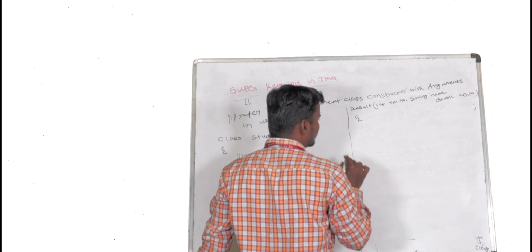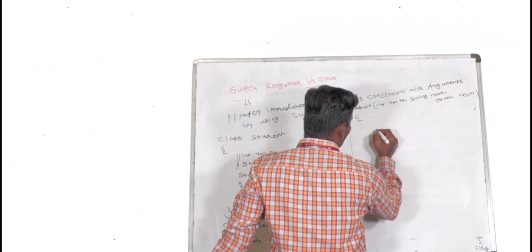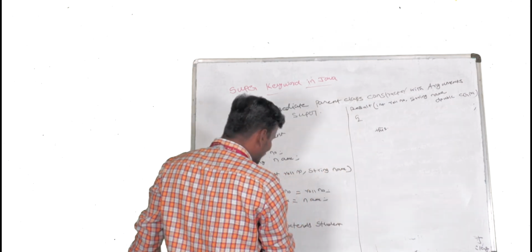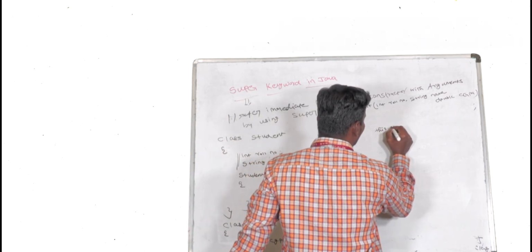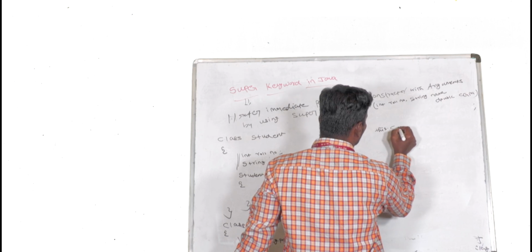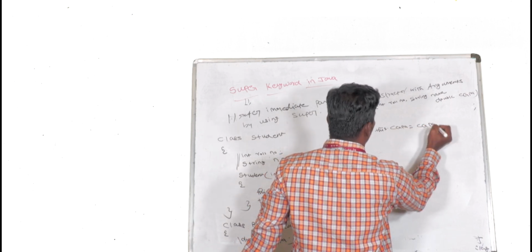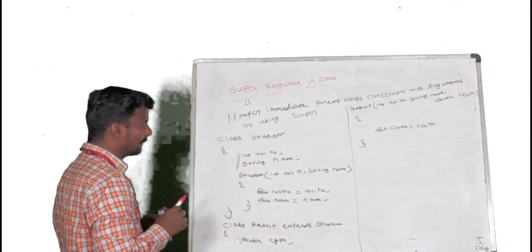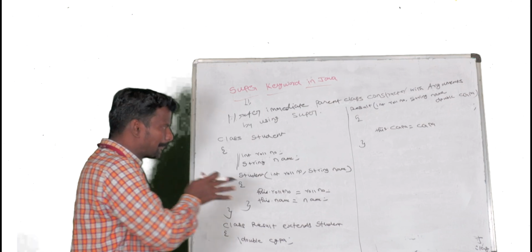Next, if you are referring to this instance variable, we have to use the this keyword: this dot CGPA is equal to CGPA. Now we have initialized values for all those members. Next we have to print all those values.